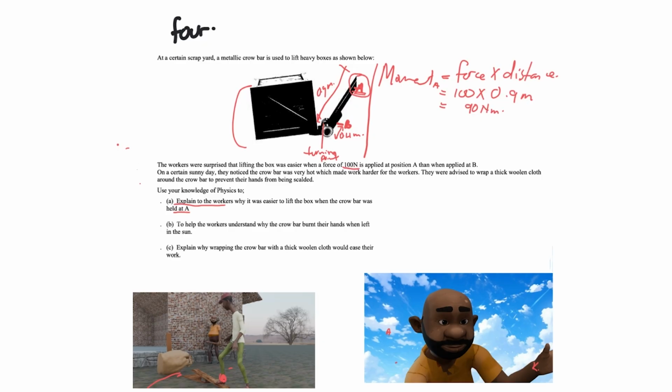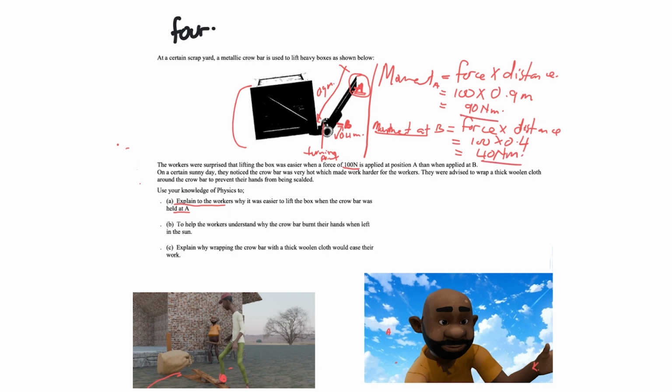So let us move to moment at B, which is also equal to our force. We are using the same force times that distance, 0.4 meters, which is 100 times 0.4. We come up with 40 Newton meters.